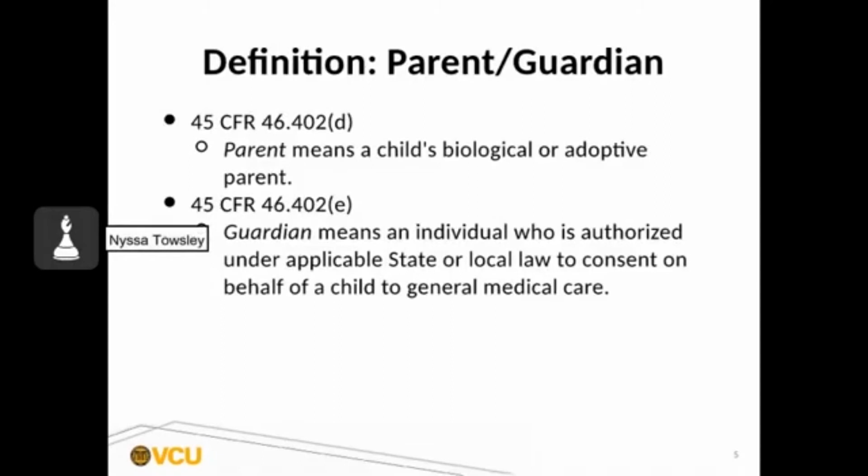The regulations also provide definitions for parent and guardian. Parent means a child's biological or adoptive parent, and guardian, on the other hand, means an individual who is authorized under applicable state or local law to consent on behalf of a child to general medical care. When permission is not being provided by a child's biological or adoptive parent, investigators should confirm that the individual intending to give permission is the child's legal guardian.